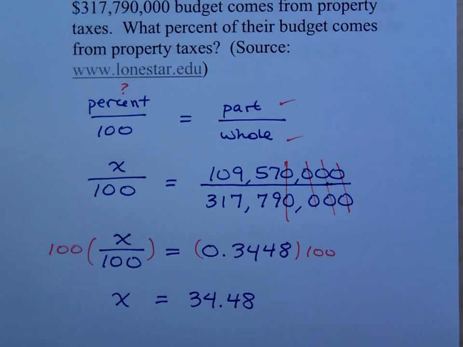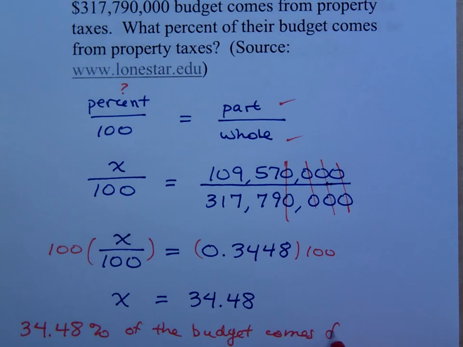But you want to make sure that you answer the question. The question says, what percent of the budget comes from property taxes? So what would you say? 34.48% of the budget comes from property taxes.